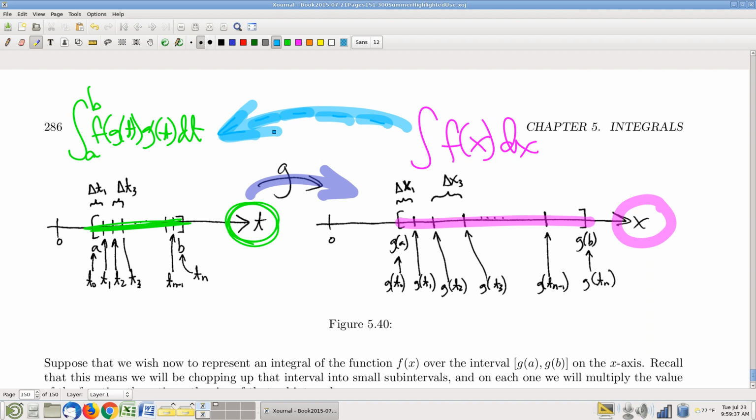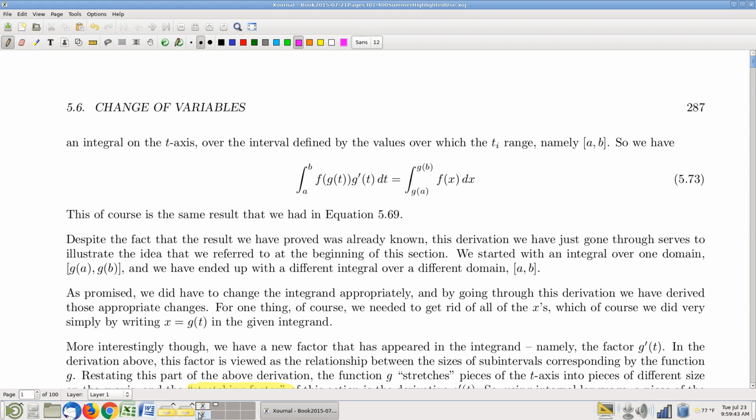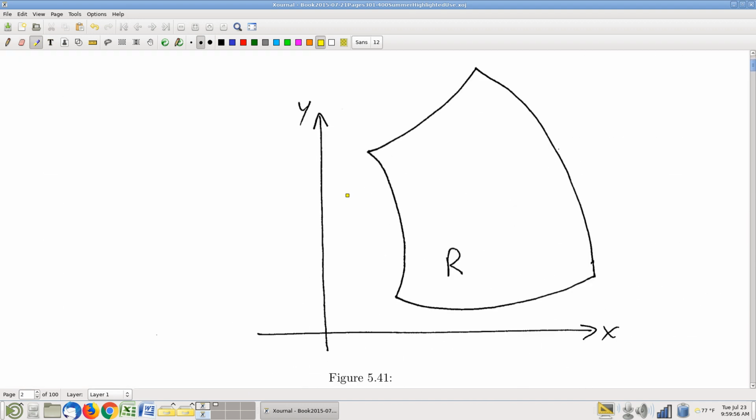Images can be pulled back through the function. And like I say, the other big takeaway here is the stretching factor point of view on that factor g prime. Okay, all right. Now let's try to do the same thing in 2 dimensions.